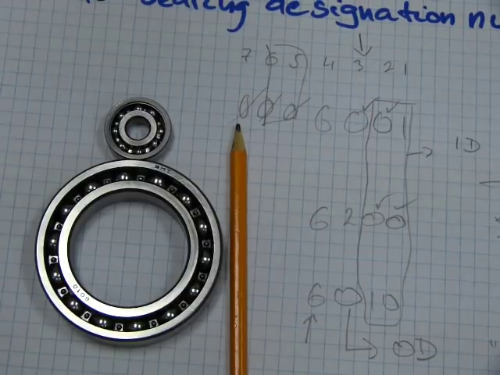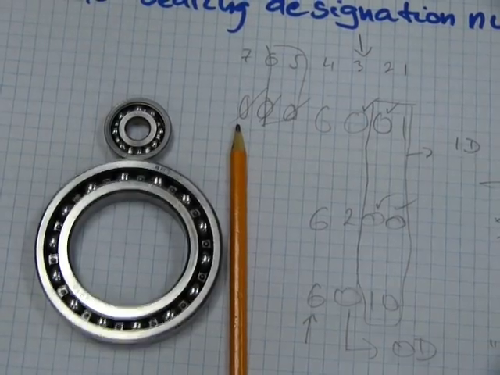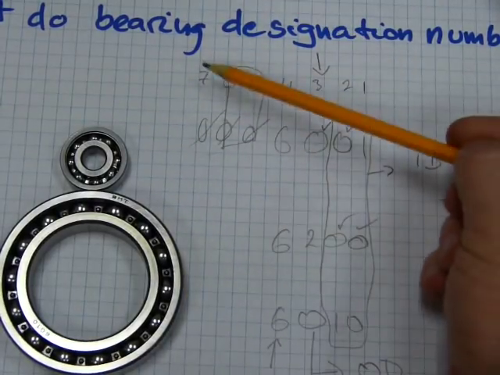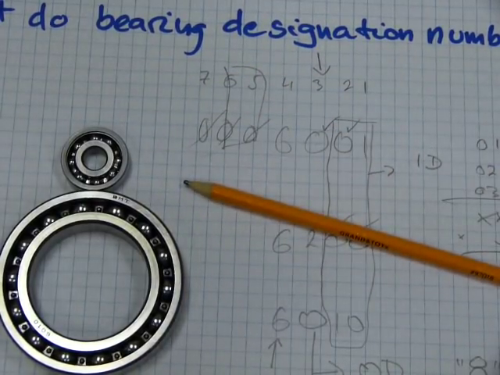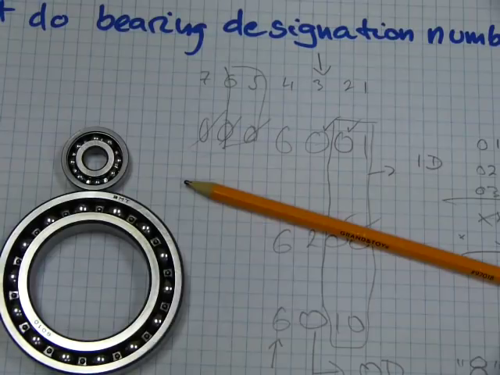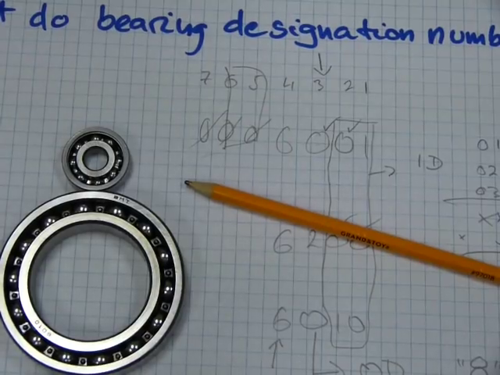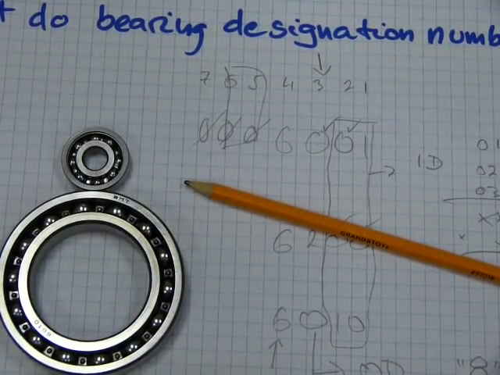And the seventh digit defines heaviness of the bearing, so they could be, and there's numbers for it as well, like 1, 2, 3, 4, like extra light, light, medium, heavy. So that's what these bearing designation numbers mean.